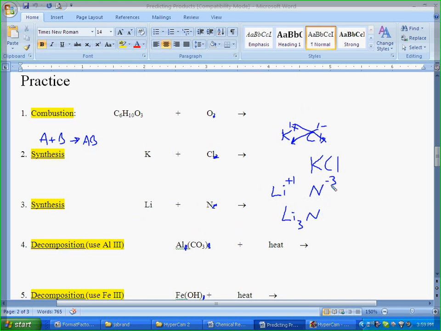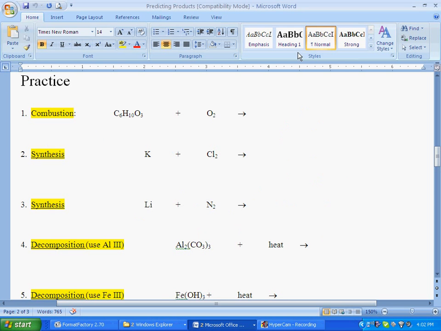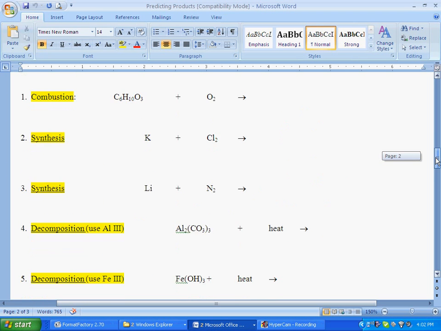Now the Criss Cross method: if you take this one, don't worry about the sign, just the number, and you write that down there. That's what the Criss Cross method is. We will try one more example with the Criss Cross method, and why don't we do a double replacement example.